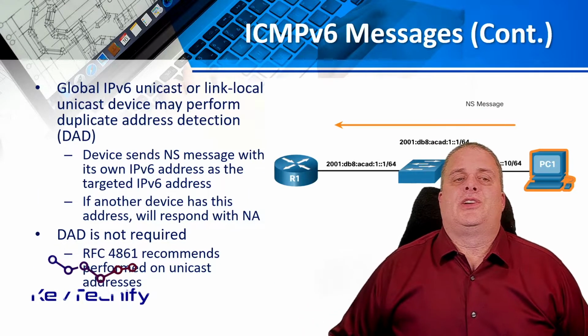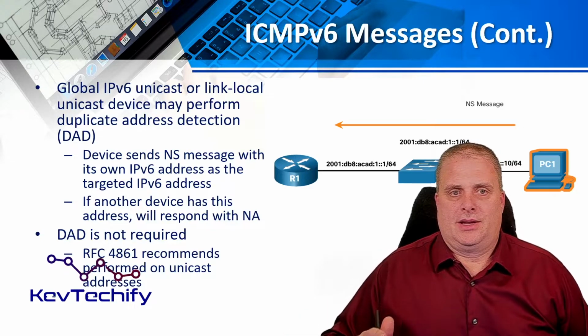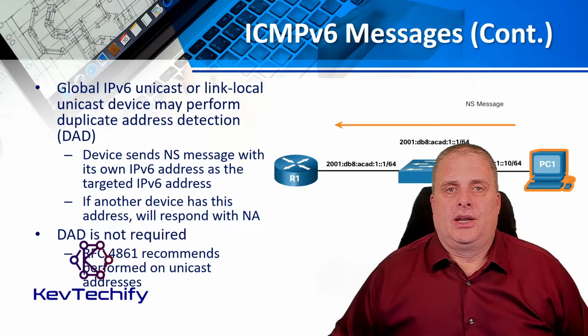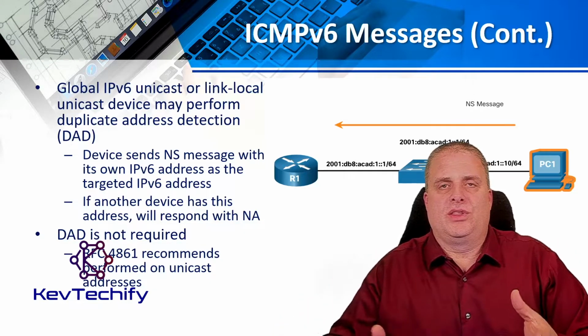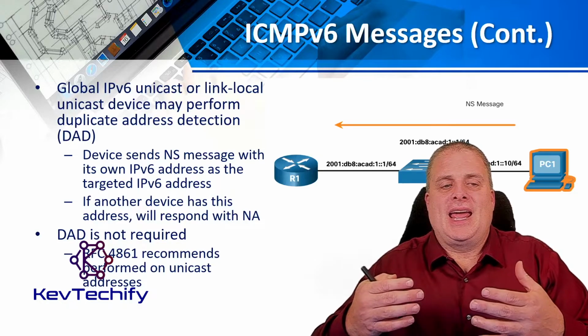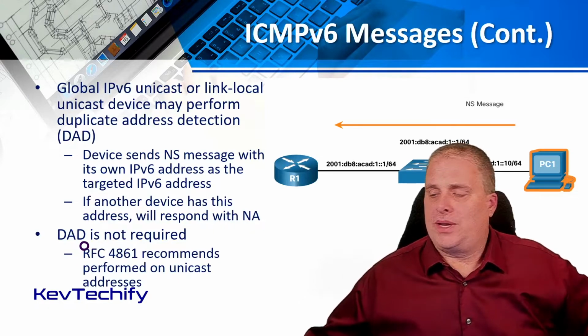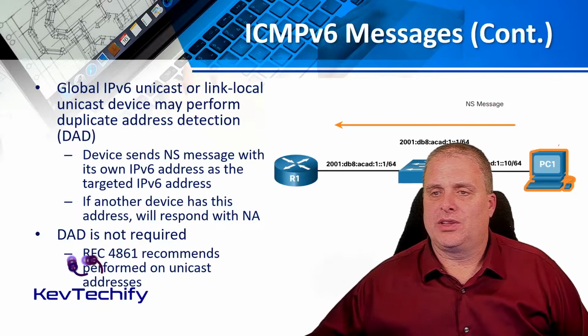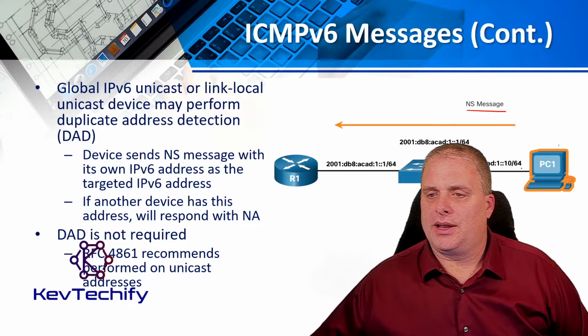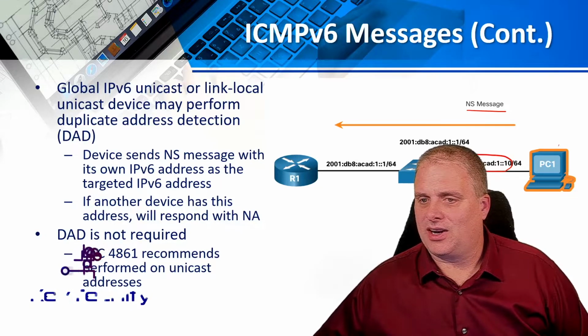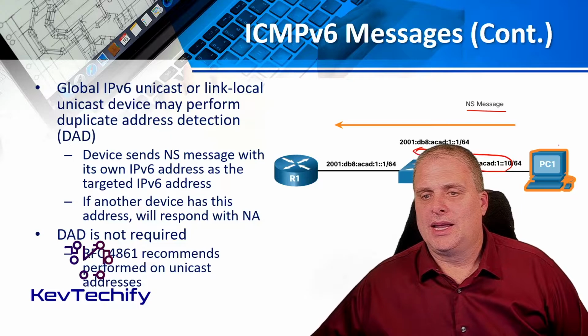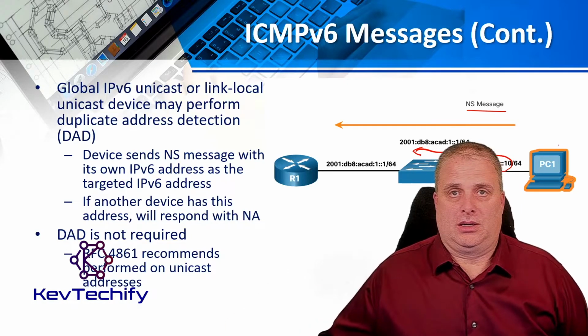An IP version 6 host may perform a DAD. A DAD is a duplicate address detection. Basically, it's going to send out a neighbor solicitation message with its own IP version 6 address as the targeted IP address. So PC1 is going to send out this neighbor solicitation message, and that message is going to put its own IP version 6 address in there as the target. And it's going to look on the network: does that address exist anywhere?